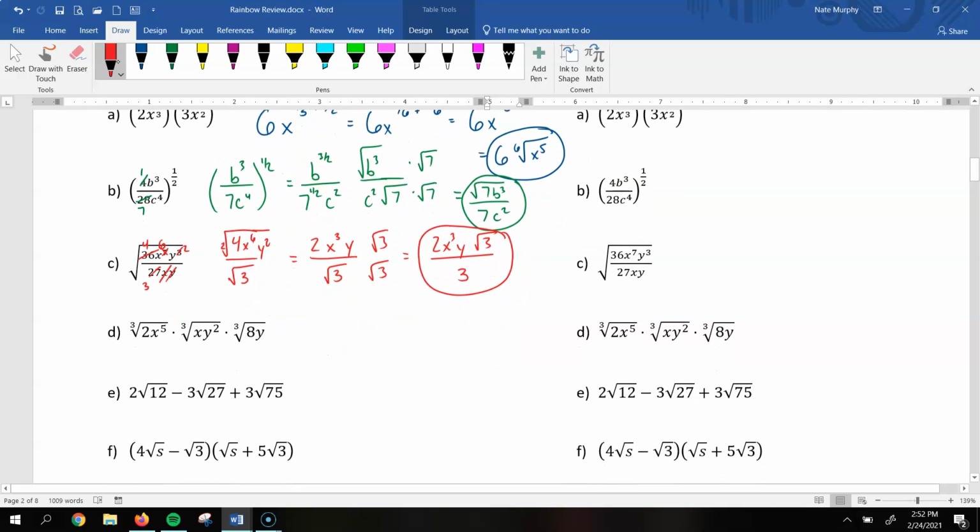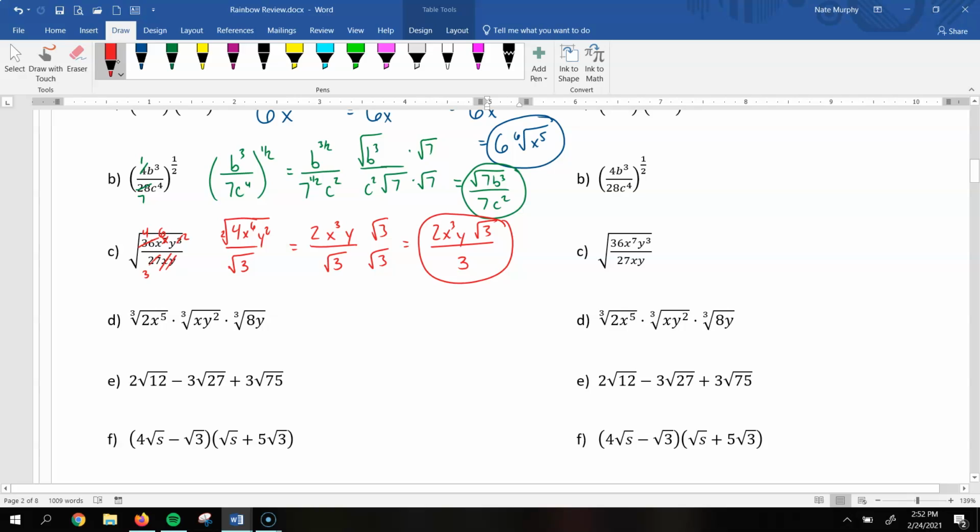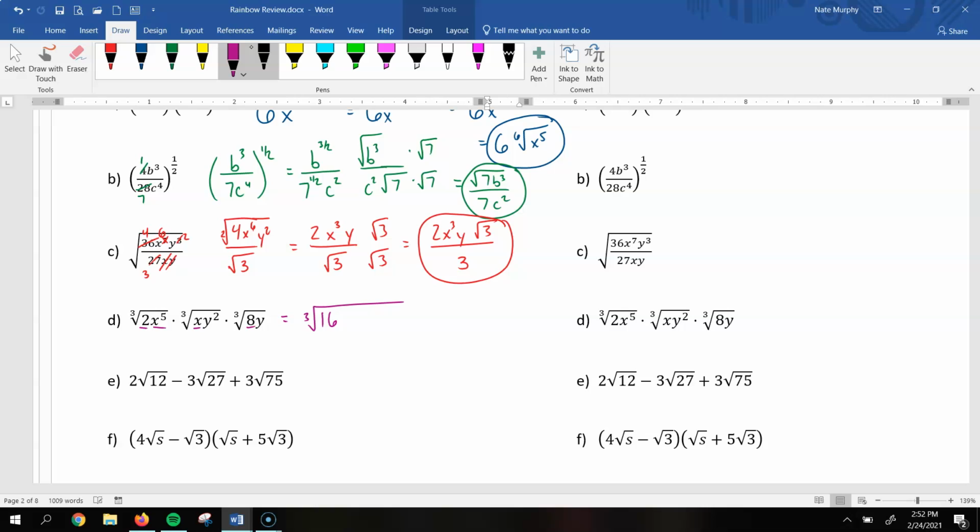All right, let's look at letter D. With letter D, we have the cube root of 2x to the 5th times the cube root of xy squared times the cube root of 8y. Since we're multiplying, we could just go ahead and multiply all these values since they're all underneath the same cube root. So I'm going to write this as, underneath the giant cube root, 2 times 8, multiplying the numbers together. 2 times 8 would be 16. And then the x's, I have an x to the 5th and an x. x to the 5th times x would be x to the 6th. And then I would have a y squared times y, and that's going to be y cubed. So I have the cube root of 16x to the 6th y cubed.